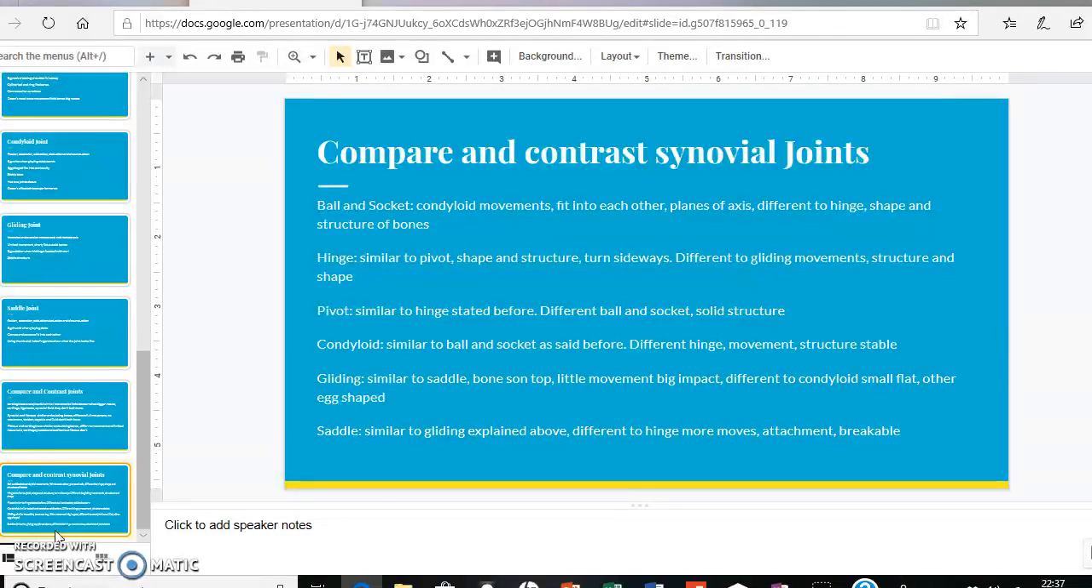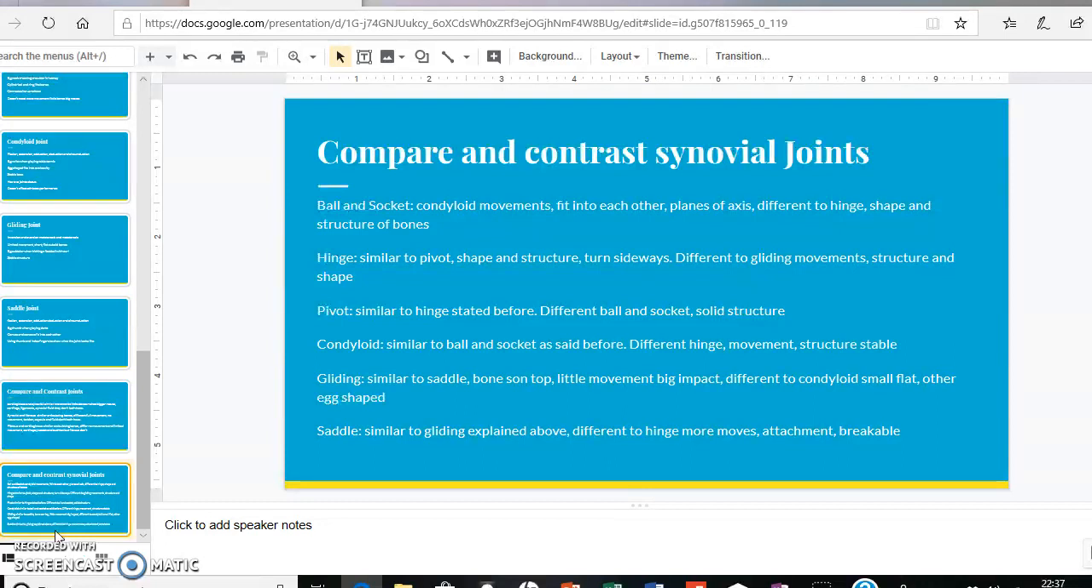The condyloid is similar to the ball and socket joint as explained earlier. It is different to the hinge joint because it has less range of movement caused by the locked in place structure it has. Also, because of this, the joint is more stable and can be used for more weight bearing activities. The condyloid joint allows more movement at the joint, however, hasn't got a stable structure, as you can make your wrist really floppy, which means it can't take as much weight on it alone and can break easily.